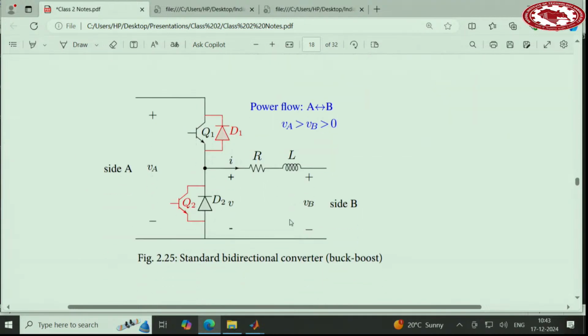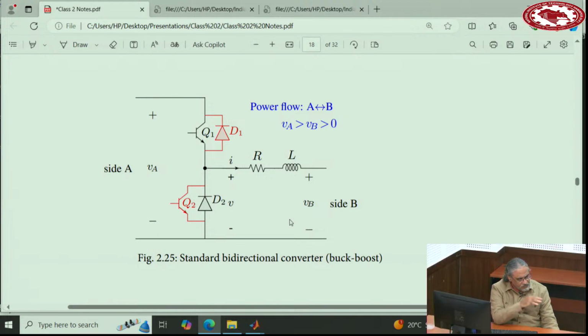All right, so we talked about buck converter and boost converter. We realized that in a buck converter, the power flow is from the higher voltage side to the lower voltage side. And for the boost converter, the power flow is from the lower voltage side to the higher voltage side. Now, can we have power flow in both directions? If you really look at the topology of buck converter and boost converter, you realize the answer is very easy.